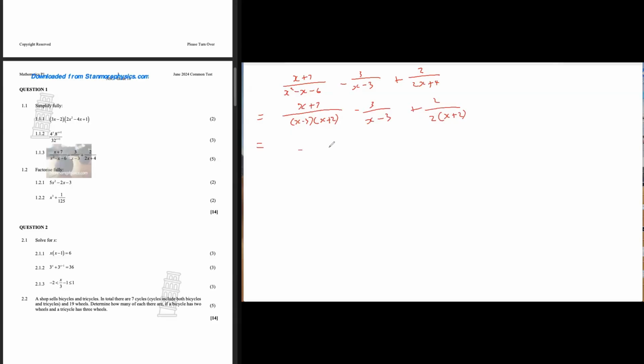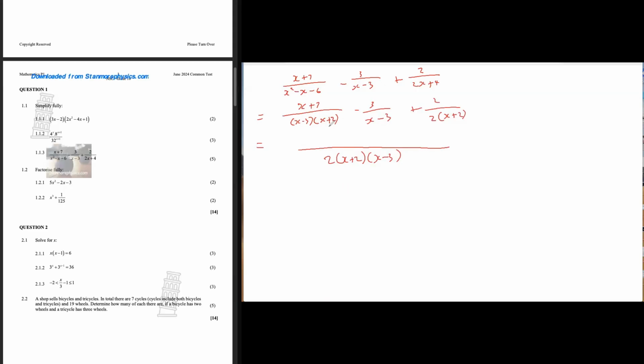So our lowest common denominator here is going to be 2 into x plus 2, x minus 3, okay? Then we see everything is covered. That is, x minus 3 is found here, x plus 2 is found here, x minus 3 is found here, 2 is found here, and x plus 2 is found here. So we know that this is definitely our lowest common denominator.